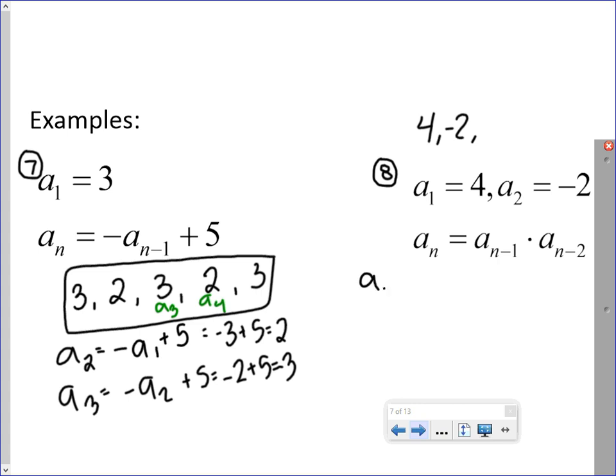To get my third term, a sub 3, I'm going to do a sub 3 minus 1, which is a sub 2, times a sub 3 minus 2, which is a sub 1. So this is just saying the term before and 2 terms before. That's what the minus 1 and the minus 2 mean. A sub 2 is negative 2 times 4, so my third term is negative 8.